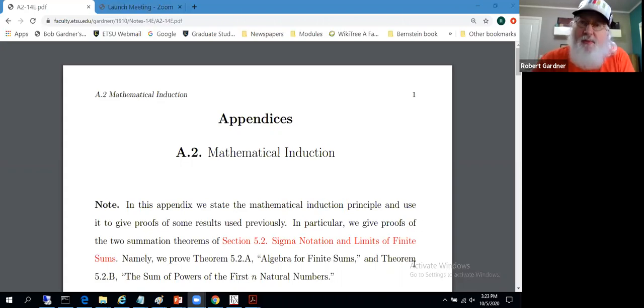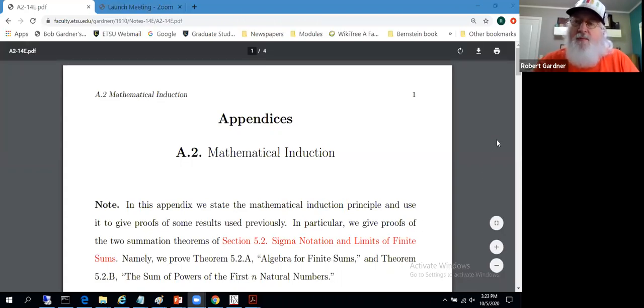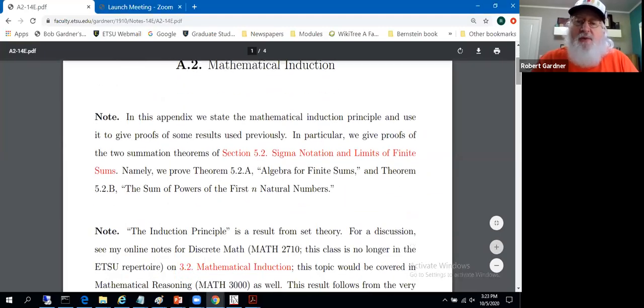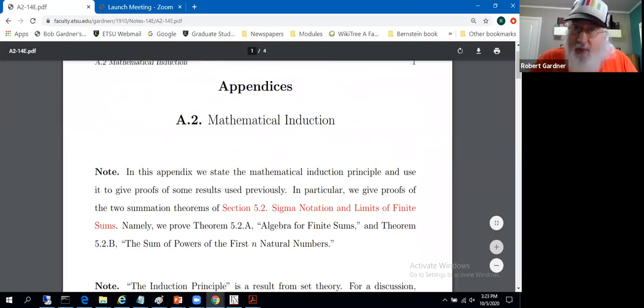This would be good supplemental reading for section 5.2, where we started using the sigma notation and limits of finite sums. There are some summation formulas that are stated in that section without justification. You need math induction to justify them.